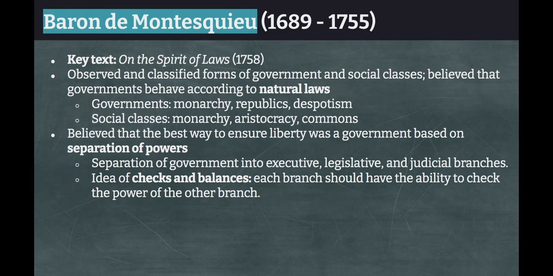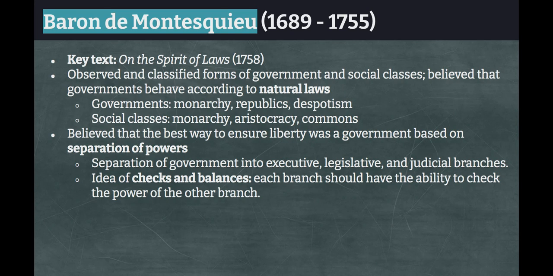So he observed and classified forms of government in social classes and believed that governments behave according to natural laws. So again, looking at government like a scientist. And he believed that the best way to ensure liberty, he didn't really make a statement on republic or monarchy or anything like that, but he did believe that the best way to ensure freedom and liberty was a government based on separation of powers. So he believed the government should be separated into three branches: executive, who carries out the law; legislative, who makes the law; and judicial, who interprets the law.